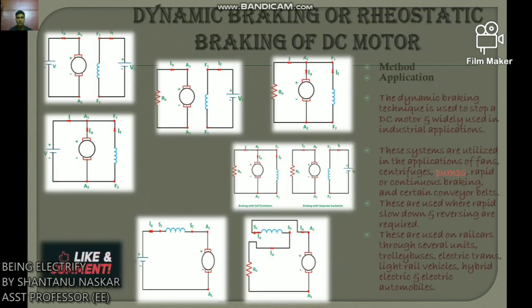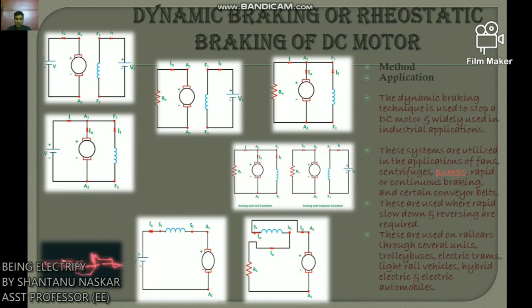Now go through dynamic braking, or rheostatic braking. In dynamic braking, please go through this method and then I will describe the application. In dynamic braking, a braking resistor RB is connected across the armature as soon as the DC motor is disconnected from the supply mains. The motor now works as a generator, producing the braking torque.